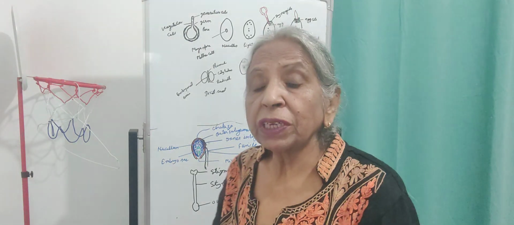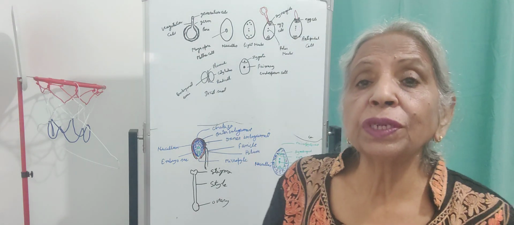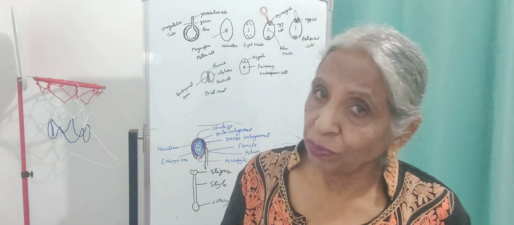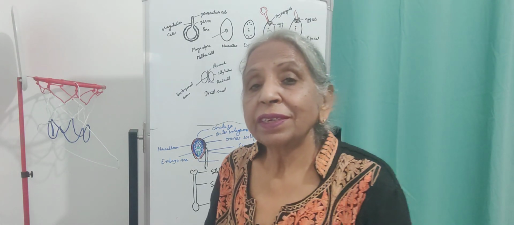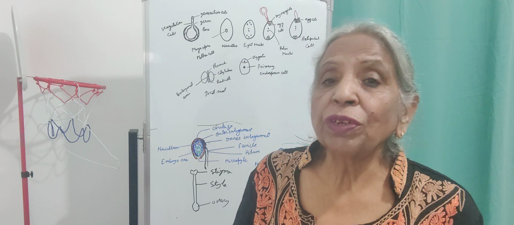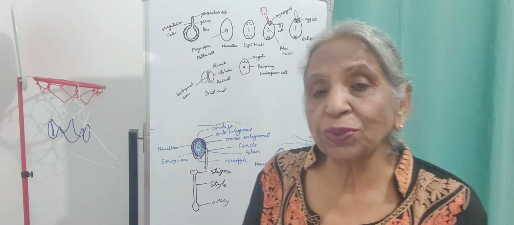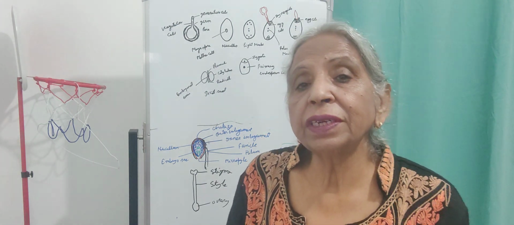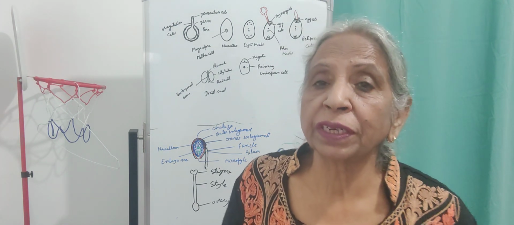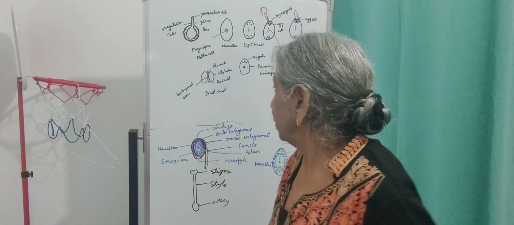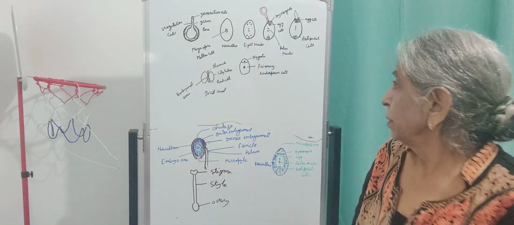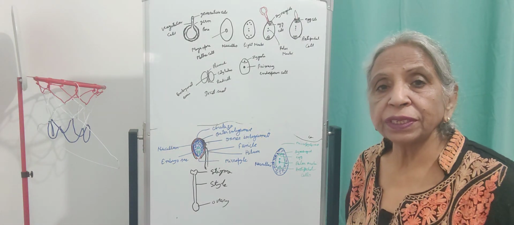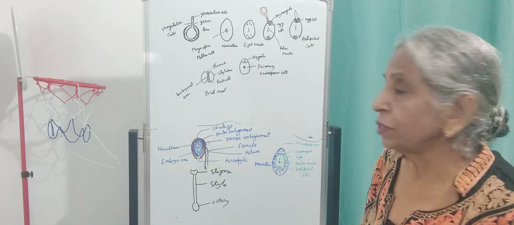So in parthenocarpy, when there is no fertilization, but there is development of fruit, the ovary starts developing into fruit. The ovary matures into fruit. The ovary ripens into fruit. The process is called parthenocarpy, and the fruits are called parthenocarpic fruit. So this is all about fertilization and post-fertilization stages.